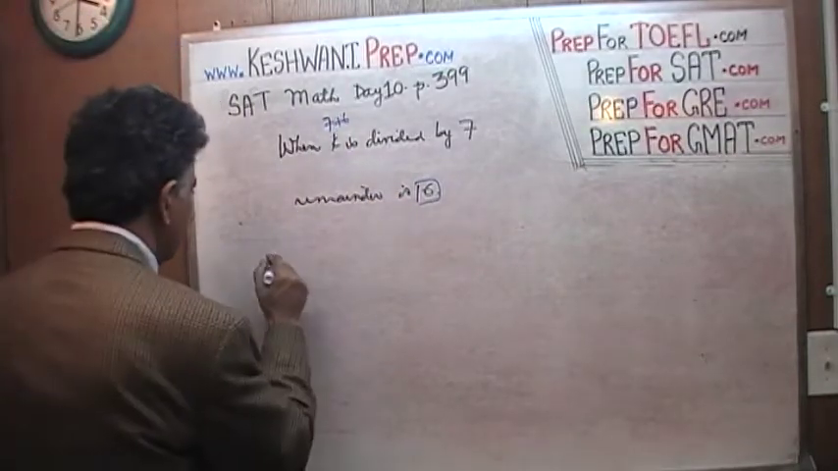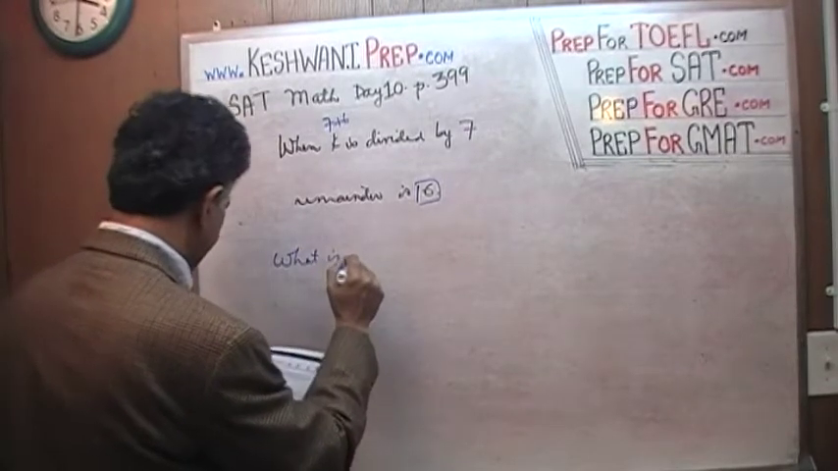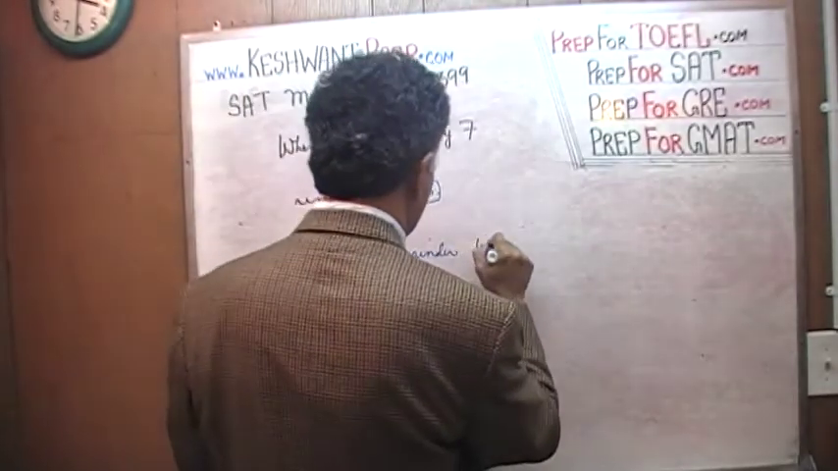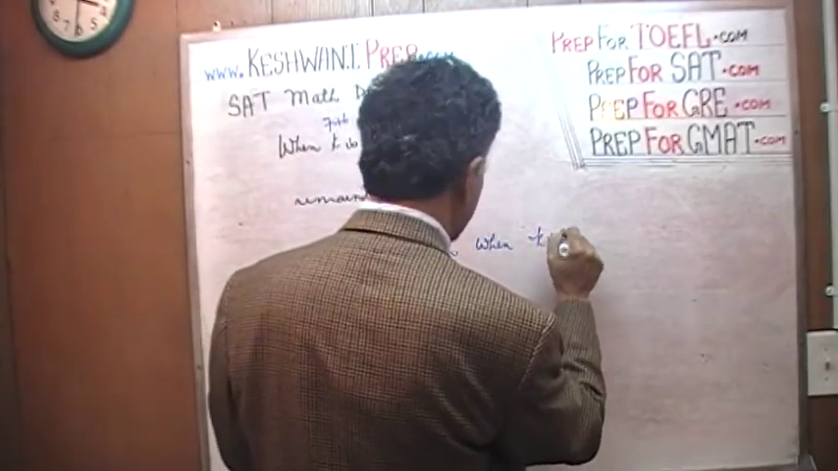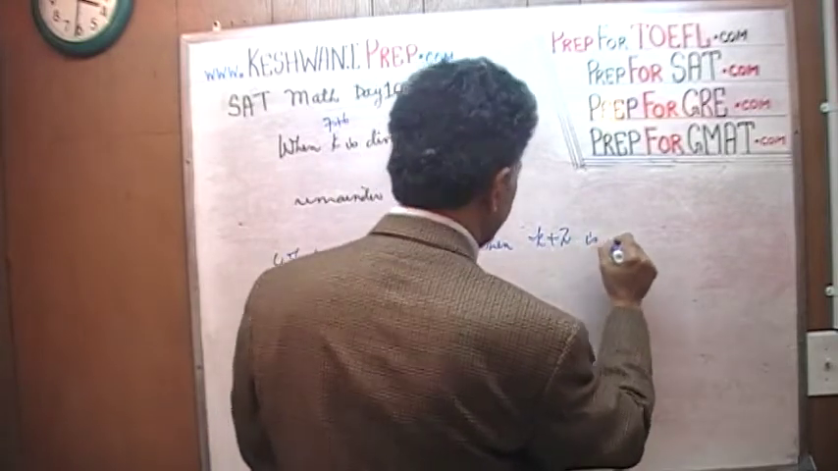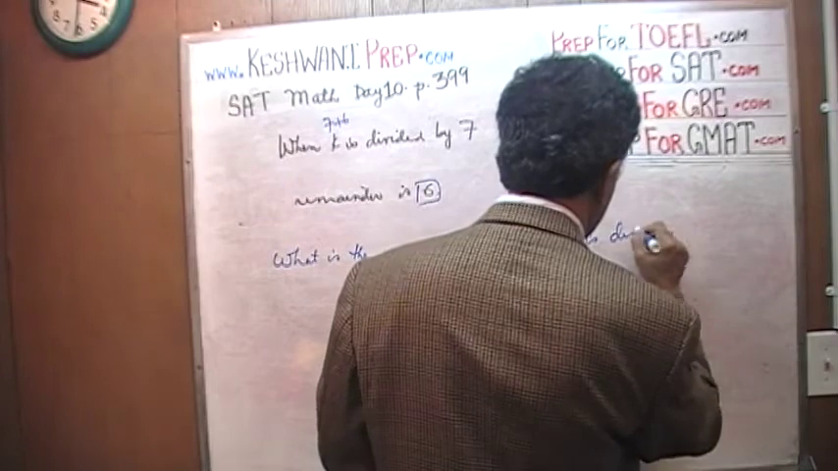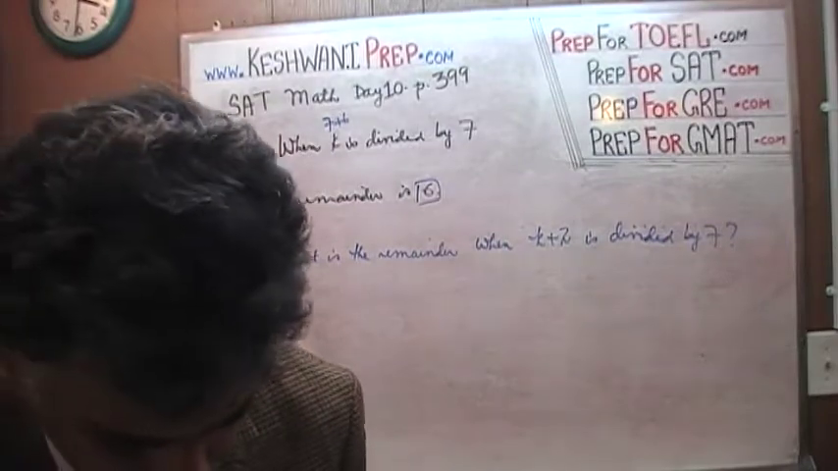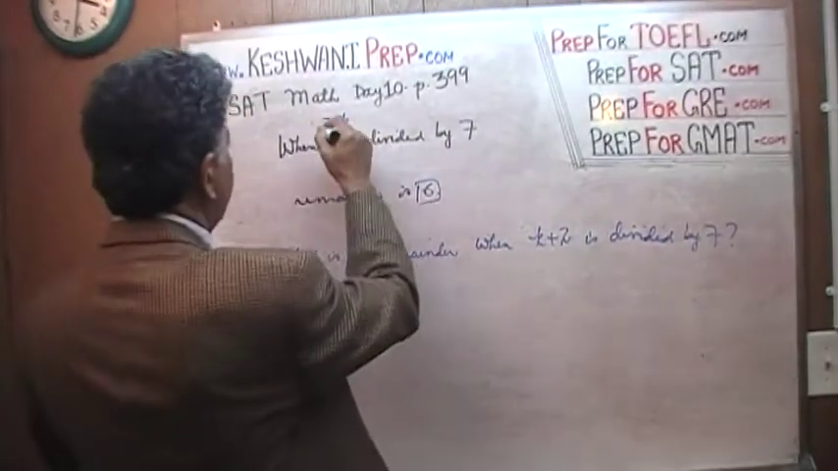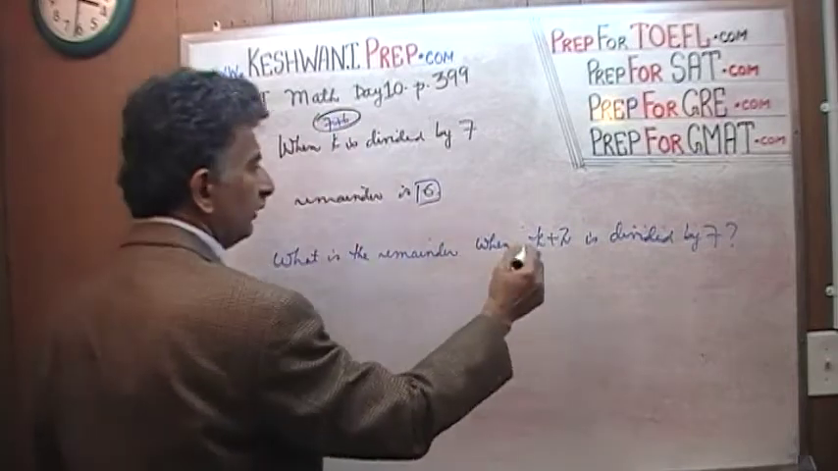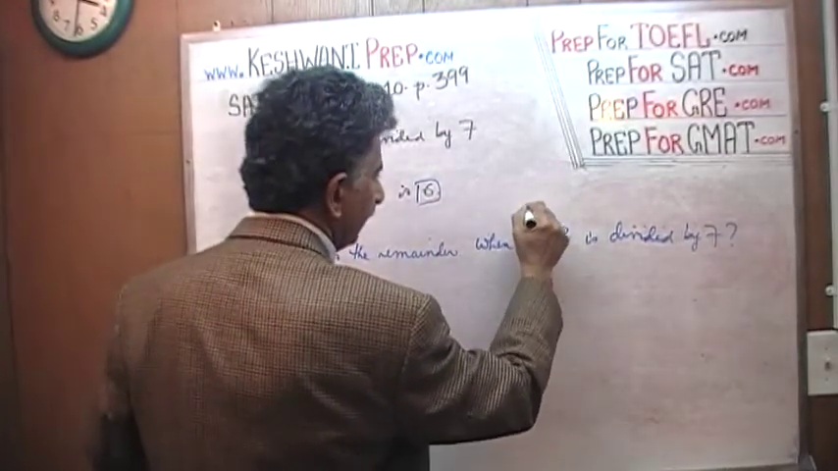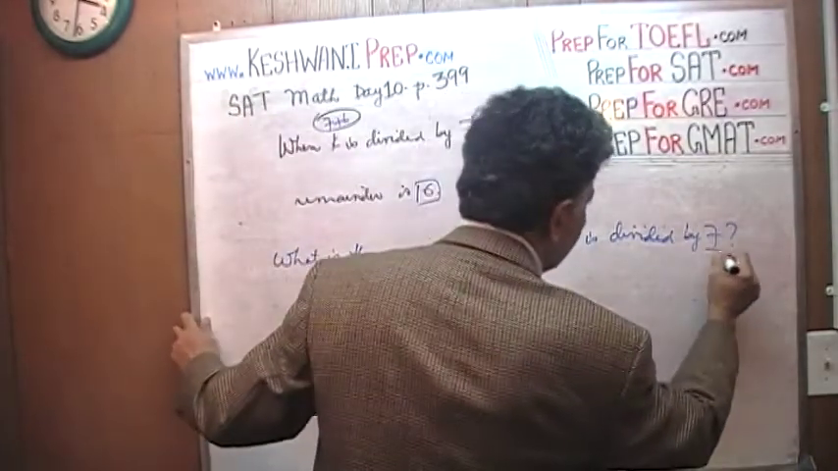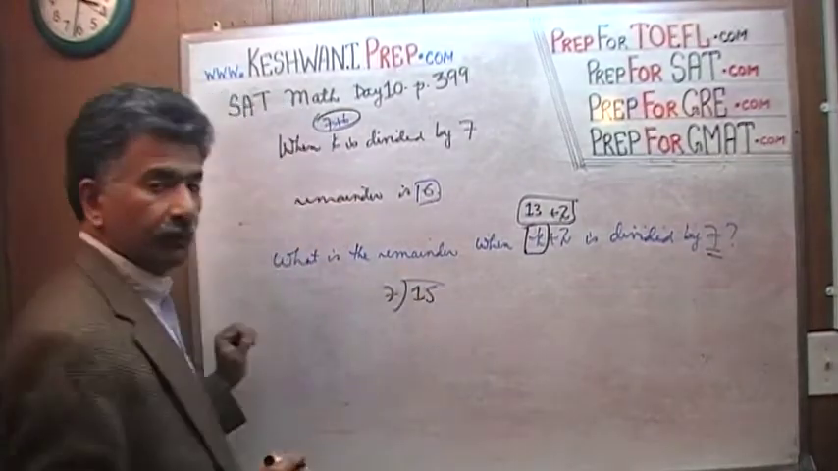Now let's read the punchline. The punchline is, what is the remainder when k plus 2 is divided by 7? Well, all of a sudden this becomes a very simple, very straightforward question. Our k is 13 here, so that goes here. 13 plus 2 is 15. So if you were to divide 15 by 7, what's going to be the remainder?